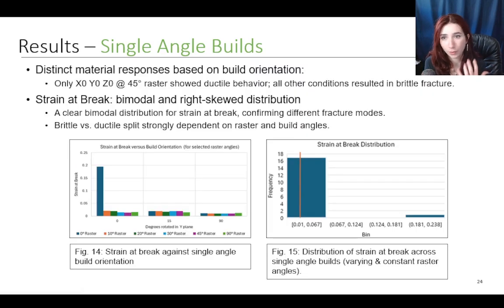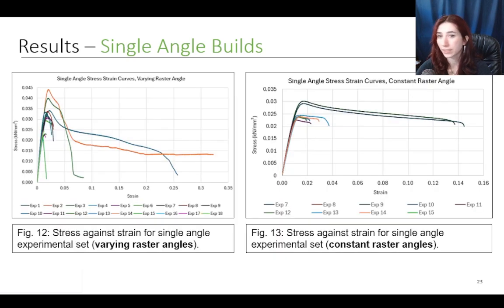From these single angle builds, distinct material responses were observed based on build orientation. Only our flat built parts, particularly the one with a 45-degree raster angle, showed this ductile behavior. All other conditions resulted in brittle fracture in comparison to that. Strain at break was bimodal and right skewed, confirming our different fracture modes, and then we have our brittle versus ductile split, which was strongly dependent on the raster angle and build angles, as we see in these graphs.